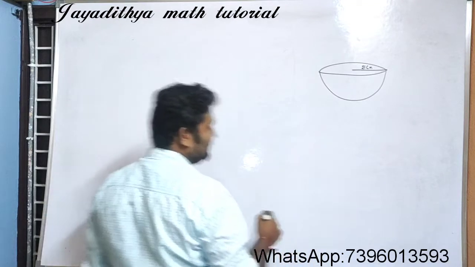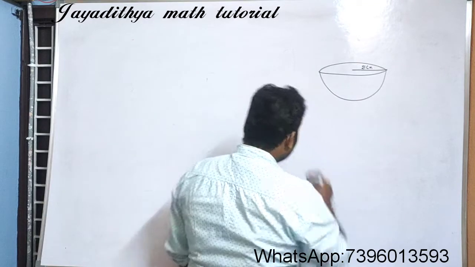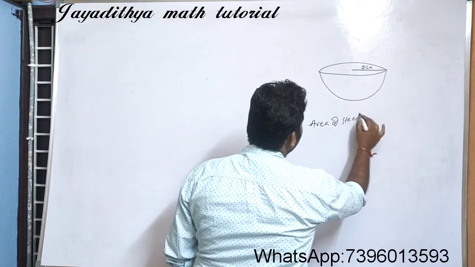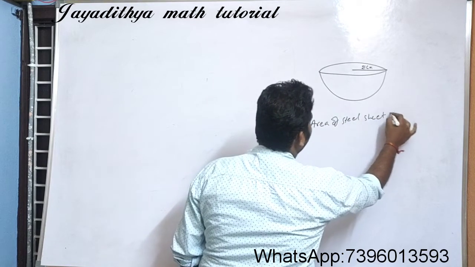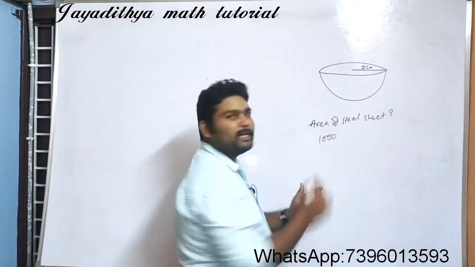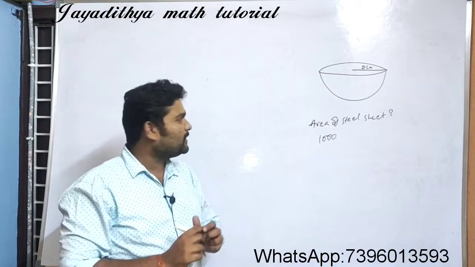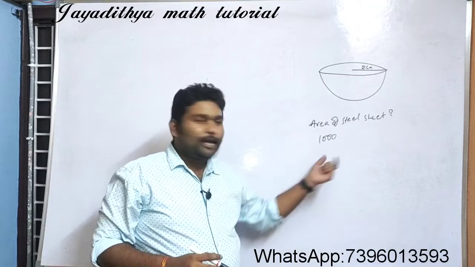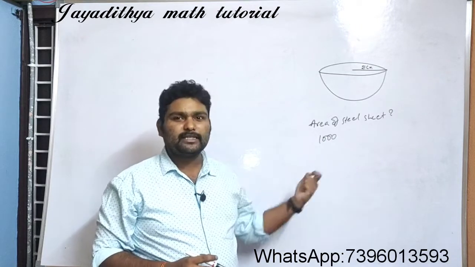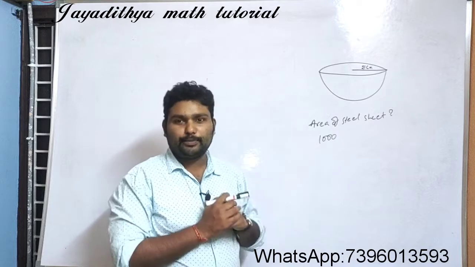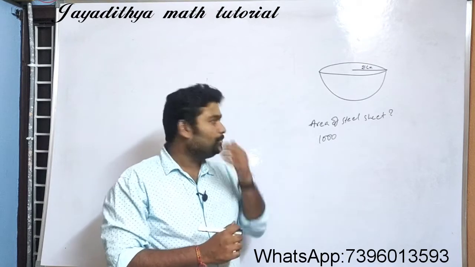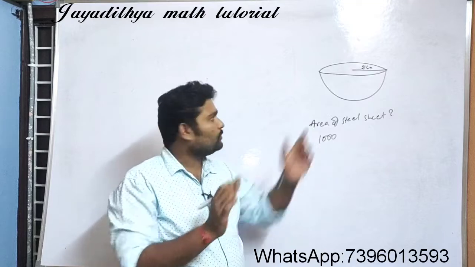So what is he asking here? Area of steel sheet. You need to find the area which is required to make 1000 hemispherical basins. So I hope you have understood how to solve this one. This is the problem which is same as the problem we discussed earlier, that is the first problem.